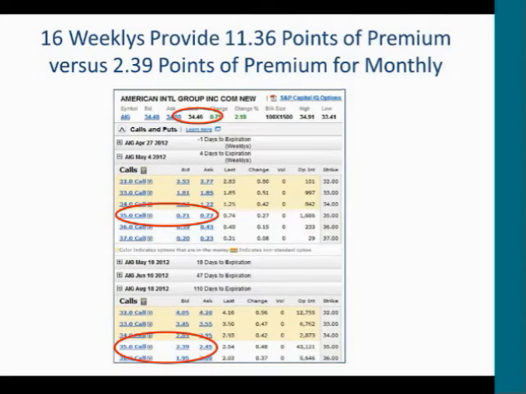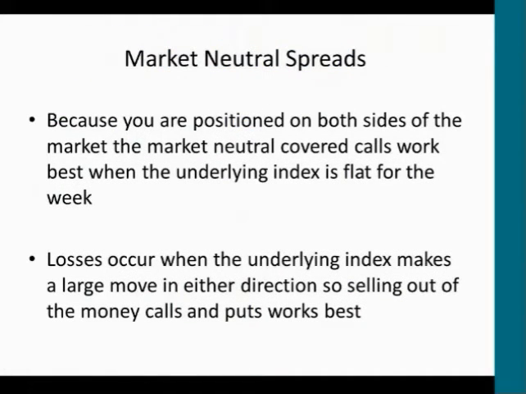Here's another example. This is for American International Group, and the weekly at-the-money call was trading at 71 cents. The August call was trading at 2.31. So you're going to get to sell 16 of these weeklies over that same time period as you would for the August option. And with the weeklies, you're going to collect over 11 points of premium versus 2.39 for the monthly. So you can see that the weeklies provide a lot more premium over the same period of time.